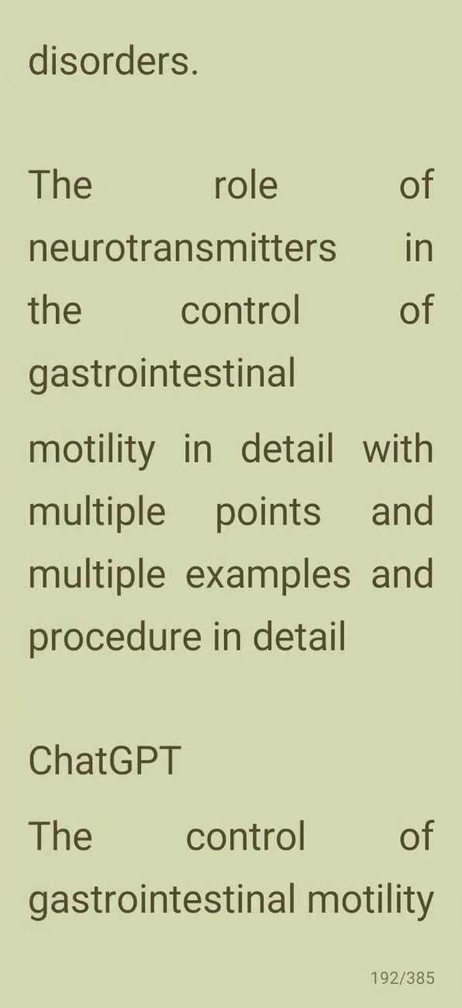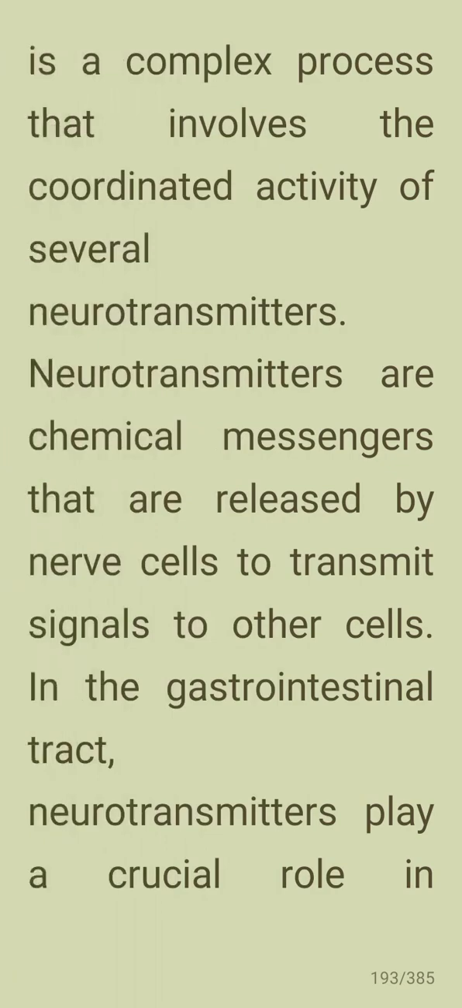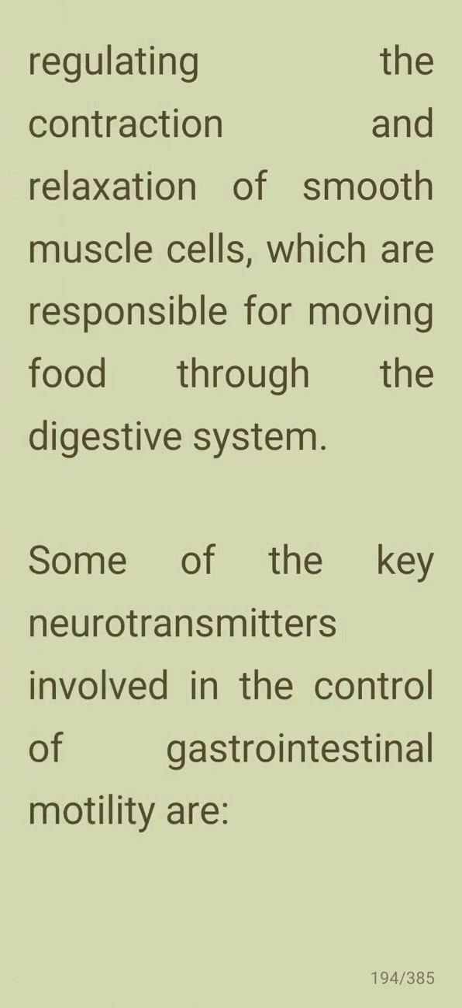Then the role of neurotransmitters in the control of gastrointestinal motility. The control of gastrointestinal motility is a complex process that involves the coordinated activity of several neurotransmitters. Neurotransmitters are chemical messengers that are released by nerve cells to transmit signals to other cells. In the gastrointestinal tract, neurotransmitters play a crucial role in regulating the contraction and relaxation of smooth muscle cells, which are responsible for moving food through the digestive system.